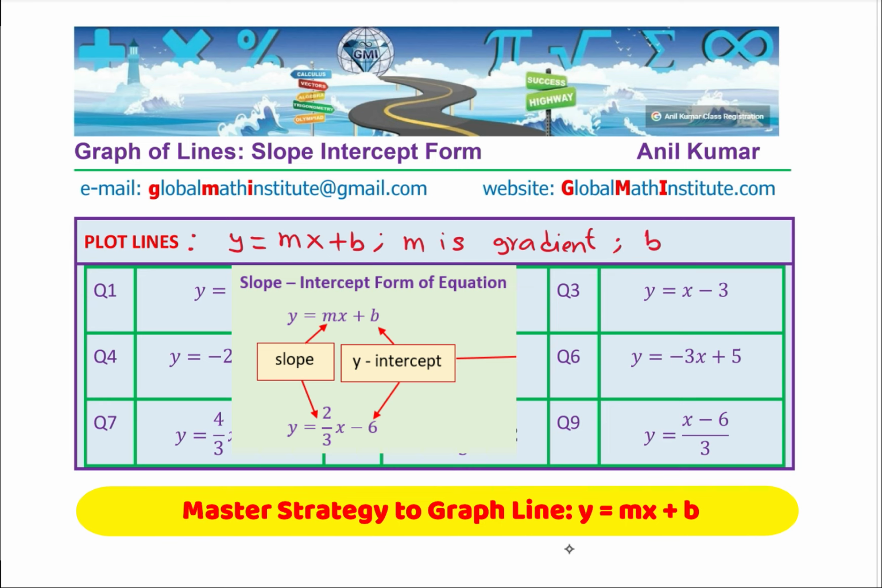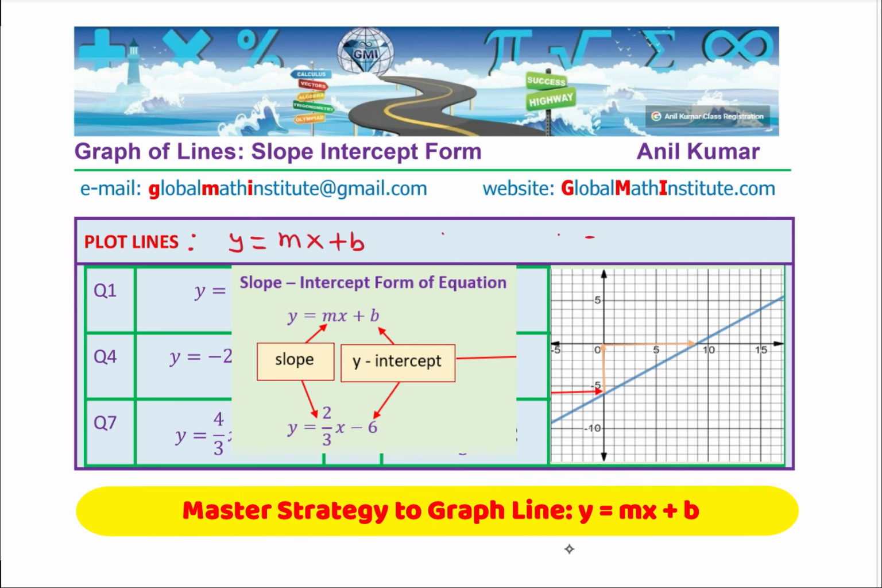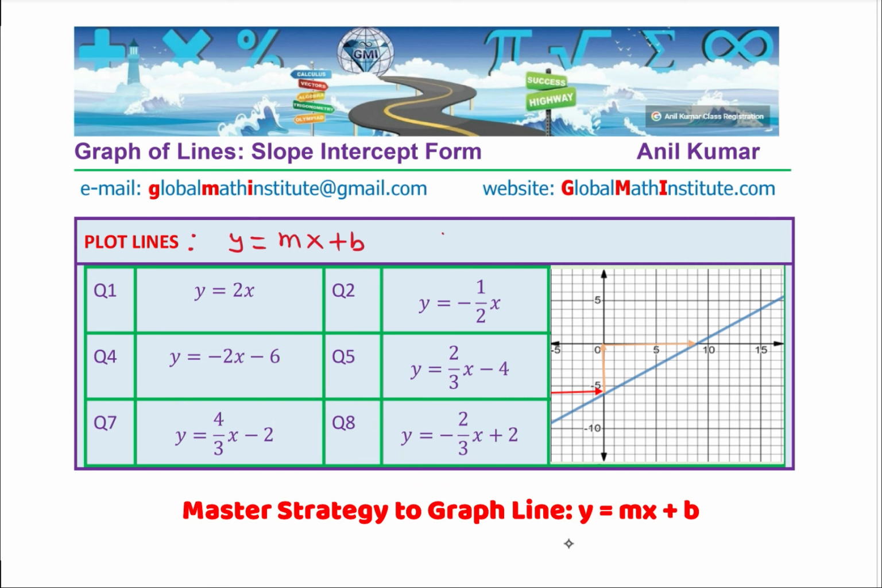M, the gradient or the slope, is rise over run. When I say slope is 2 over 3, it means you go up 2 units and 3 to the right units to get to the next point, starting with the y-intercept, which is given by b. And this is what we are going to use to sketch lines.